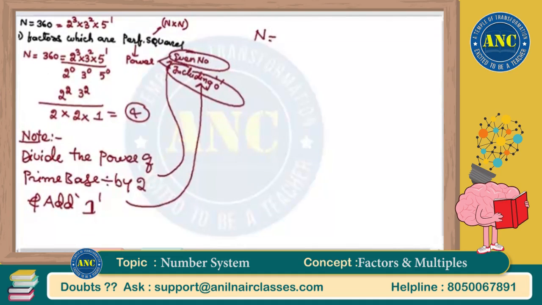So the answer is n = 2 cube into 3 square into 5 power 1. Divide the power by 2 and add 1. Ignore the decimals.